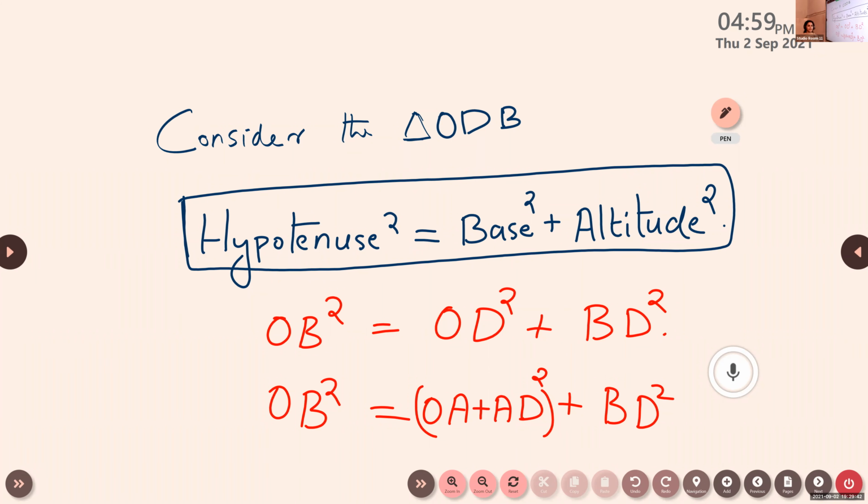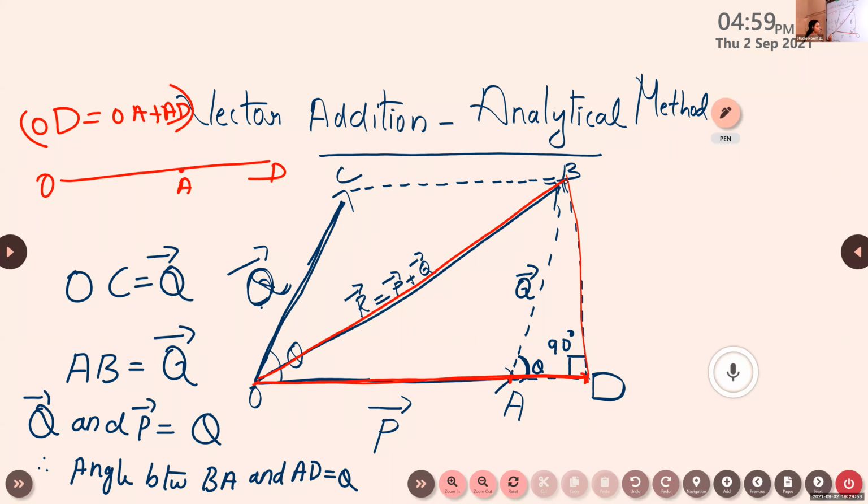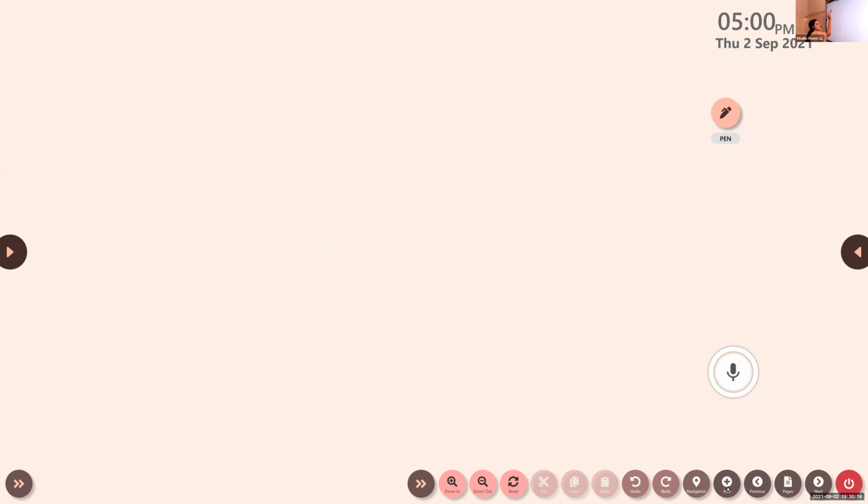By applying the Pythagoras theorem, hypotenuse square is equal to base square plus altitude square. From the figure, the hypotenuse is represented by OB, the base by OD, and the altitude or height by BD. So OB square is equal to base square OD square plus altitude square BD square. But here again the base is split into two regions, OA plus AD. Now we can substitute all the values. So OB square is equal to OA plus AD the whole square plus BD square.